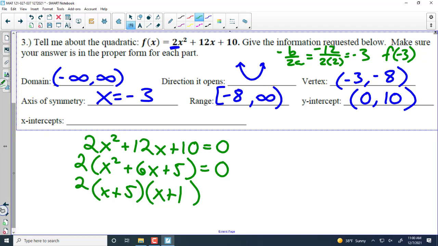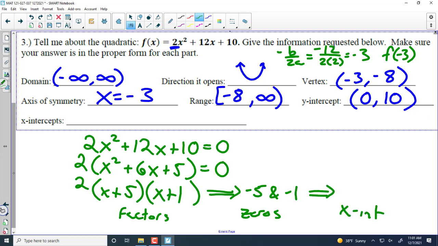All right, now remember, those are not your x-intercepts. Those are your factors. You got to turn those factors into zeros, and then turn the zeros into x-intercepts. And most people would do that kind of in their head, but I'm going to show all the steps. So you turn them into zeros, and then you turn them into x-intercepts.